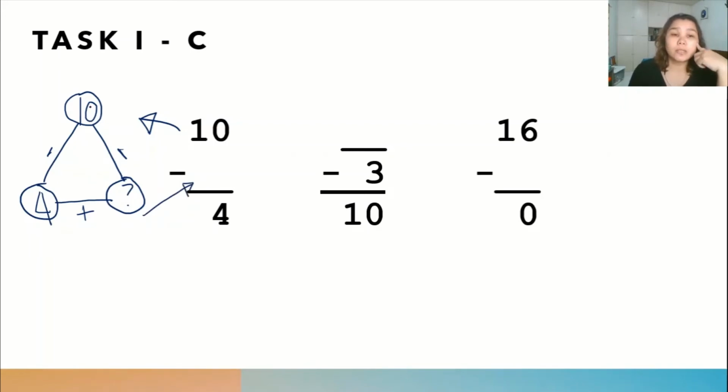So let's complete the triangle facts. What is needed in order to get 10 if we have 4 already? So magbilang ka na lang. You can make use of 10 minus 4. So 10 minus 4, 4, 5, 6, 7, 8, 9, 10. So we have 6. So the missing number for this triangle fact is 6. So therefore, 10 minus 6 equals 4. So that is how you can complete task 1C.